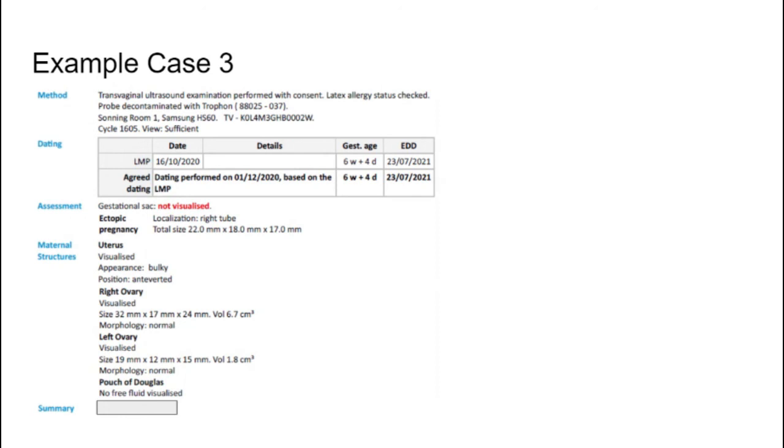You can see that the ovaries appear normal and there's no free fluid. So this doesn't appear to be a ruptured ectopic. There's no bleeding within the abdomen, no free fluid at all. So the summary is quite obviously ectopic pregnancy, but actually I would have liked to have a little bit more detail on this scan, and that detail would help you manage the patient.